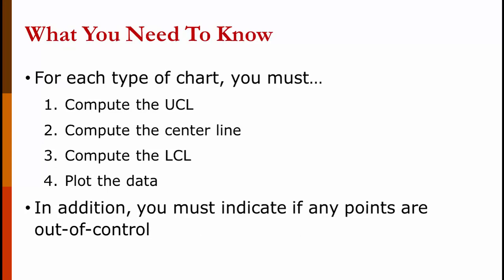Regardless of the type of the chart, as I mentioned earlier, finding a control chart is 4 steps. 1, compute the upper control limit. 2, compute the center line. 3, compute the lower control limit. 4, plot the data. If you're working homework, in addition, your professor is going to want you to point out any points that are out of control.